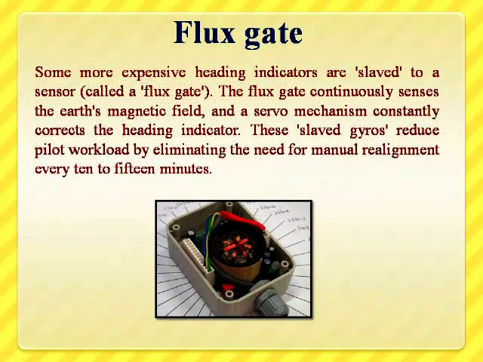There is a flux gate. Some more expensive heading indicators are slaved to a sensor called a flux gate. The flux gate continuously senses the Earth's magnetic field, and a servo mechanism constantly corrects the heading indicator. These slaved gyros reduce pilot workload by eliminating the need for manual realignment every 10 to 15 minutes.